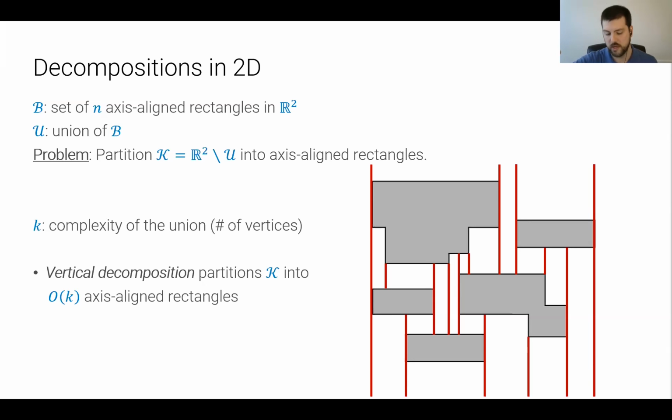And this is performed by taking every vertex of the union and erecting a segment up and down in each direction until another edge of the union is reached. And so you can see an example of this in the given figure.